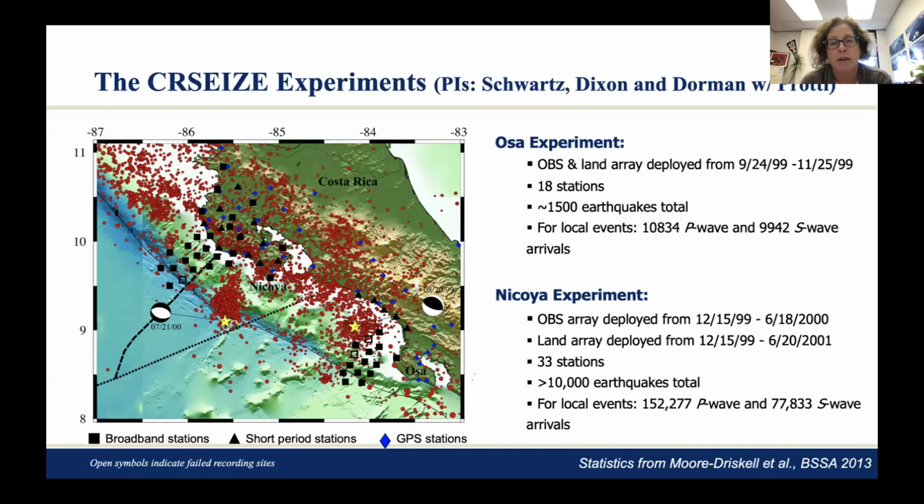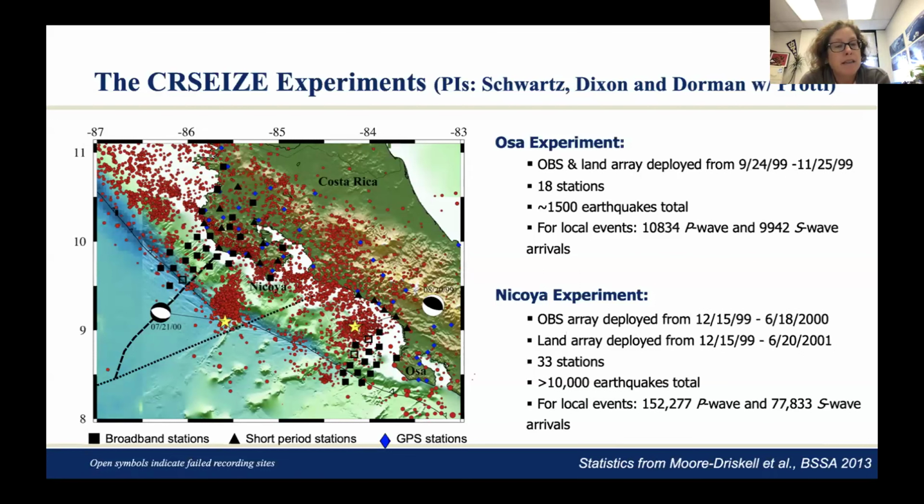of a magnitude 6.9 earthquake that occurred in late 1999. So there were 18 stations in total, about 1,500 earthquakes in this data set, a little over 10,000 P waves and almost 10,000 S wave arrivals.